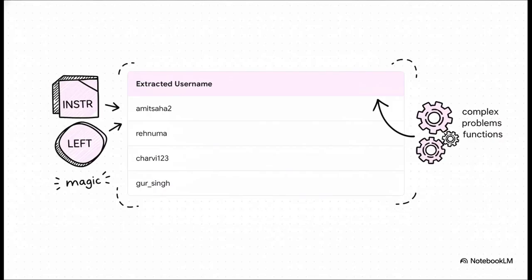And here is the magic. By nesting the INSTR and LEFT functions, one inside the other, we perform all three of those steps in a single, elegant command. And the result? A perfectly clean list of usernames, all pulled automatically from the email addresses. This is a fantastic example of how combining functions can solve really tricky problems.